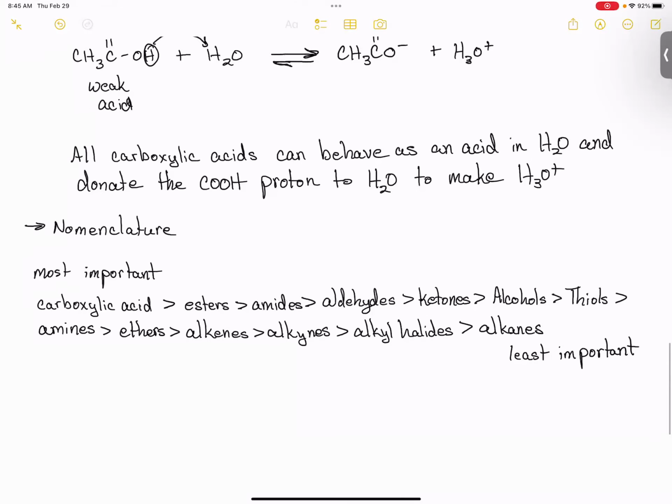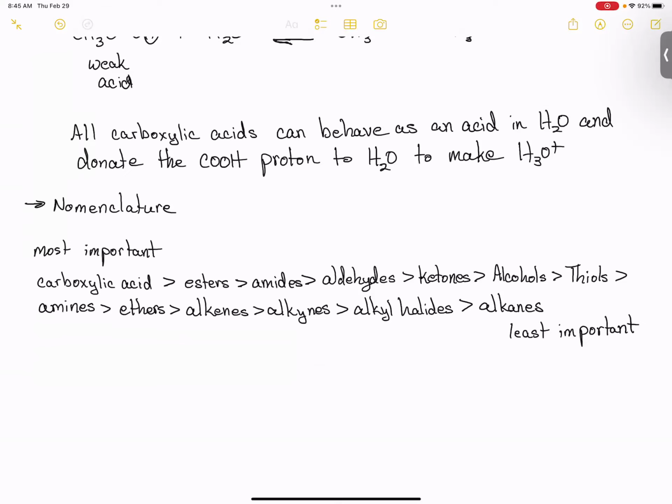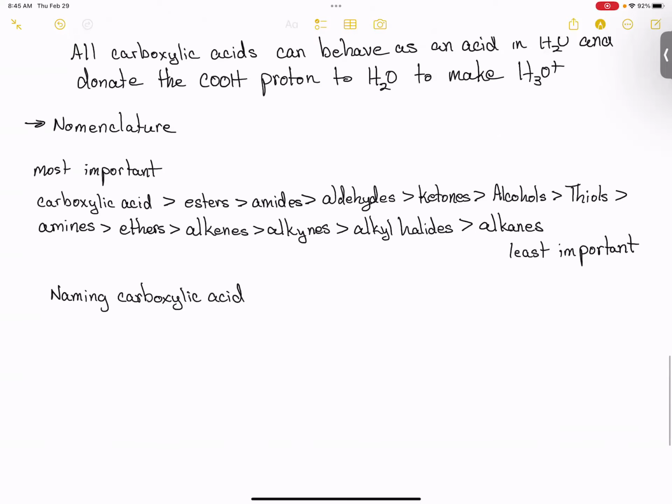Now, since carboxylic acids are the most important, let's talk about naming a carboxylic acid. We're first going to describe it using IUPAC naming. Again, IUPAC is the International Union of Pure and Applied Chemistry. They basically came up with a method to name compounds so that everybody in the world understood exactly what compound you were talking about, because we all name it the same way.